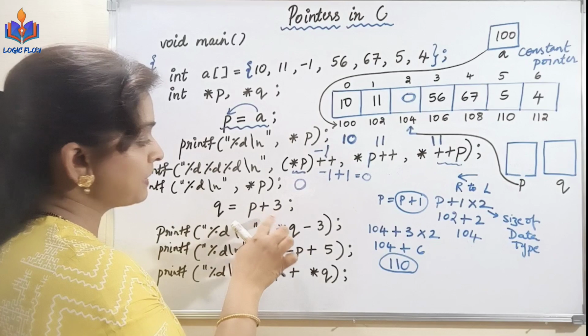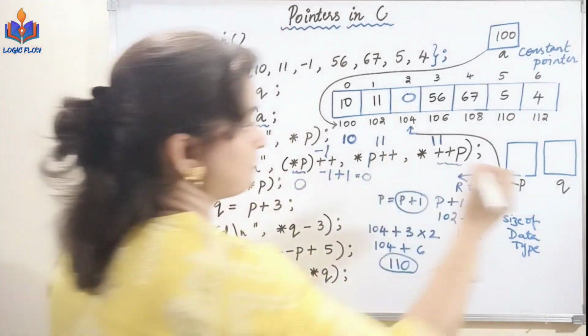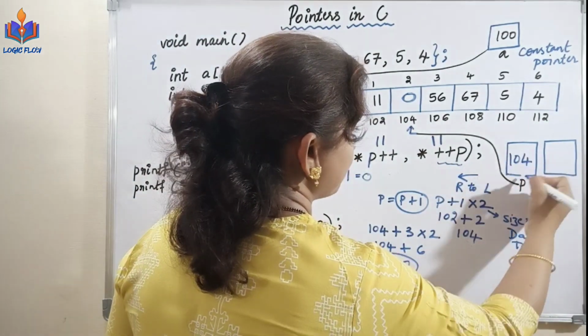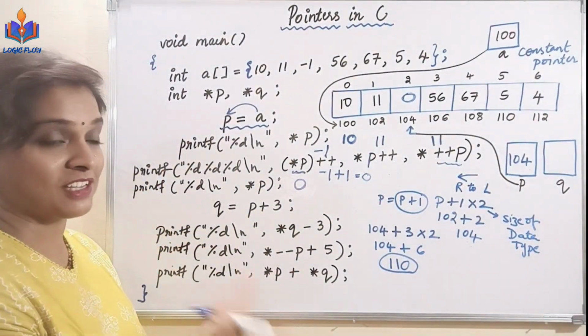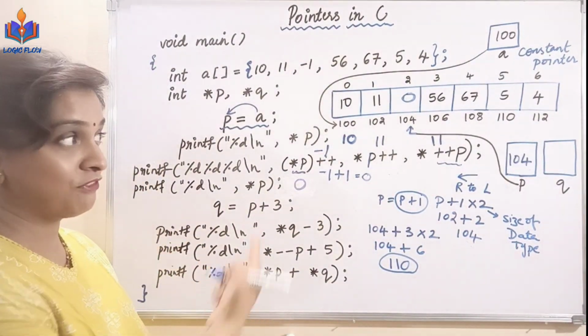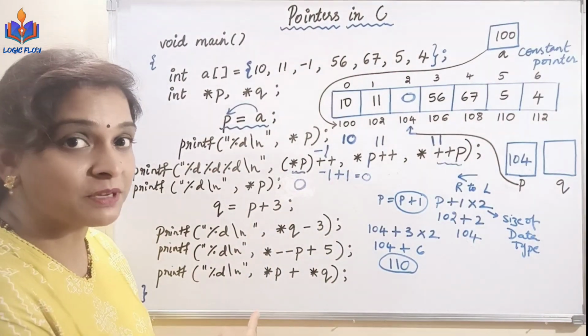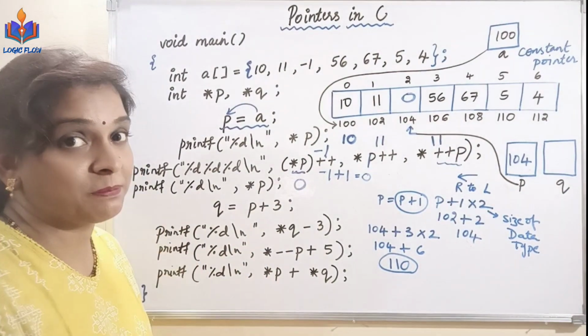Now the value of P plus 3. One more thing: P will be pointing to 104 itself, it shouldn't change. I am not saying P equal to P plus 3. I made a mistake there. So it is not P equal to P plus 3, it is Q equal to P plus 3.